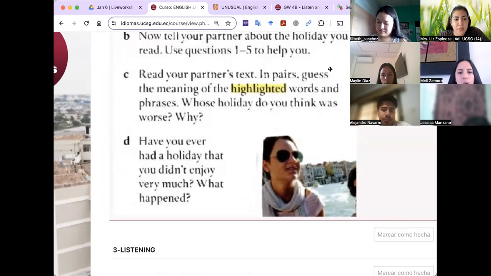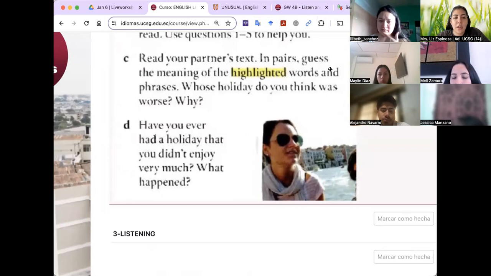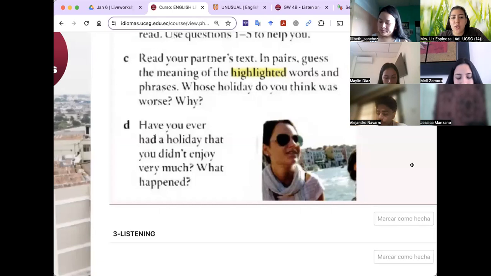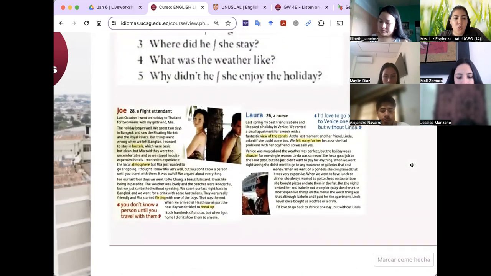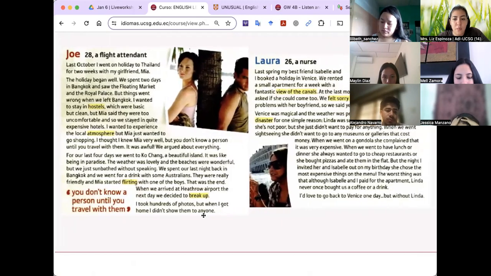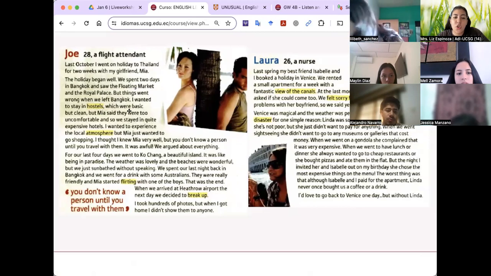I'm going to skip that because we already listened to our classmates, but let's go directly to letter C. It says, guess the meaning, right? We're going to do this together. Guess the meaning of the highlighted words and phrases. Whose holiday do you think was worse and why? Okay, so first go to the highlighted words. How many do we have? We have 4 for Joe and 3 for Laura. So all together, hostels. Do you know the meaning of hostels?